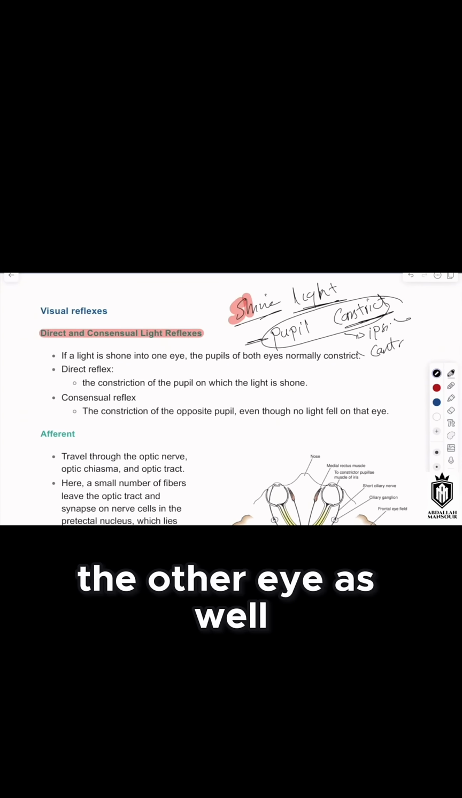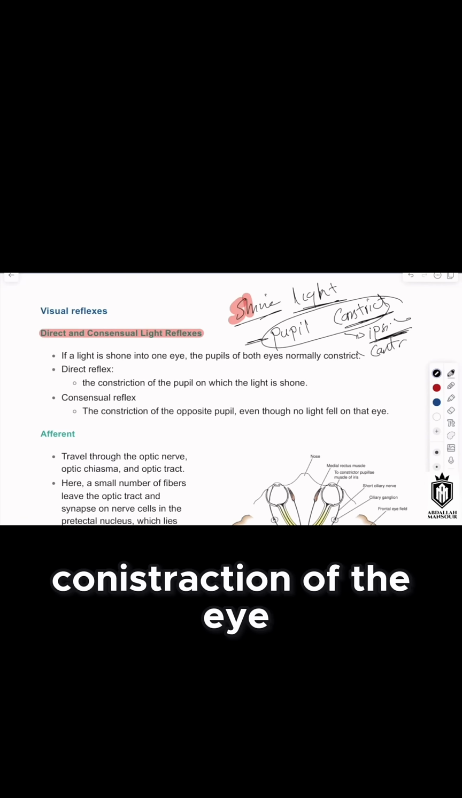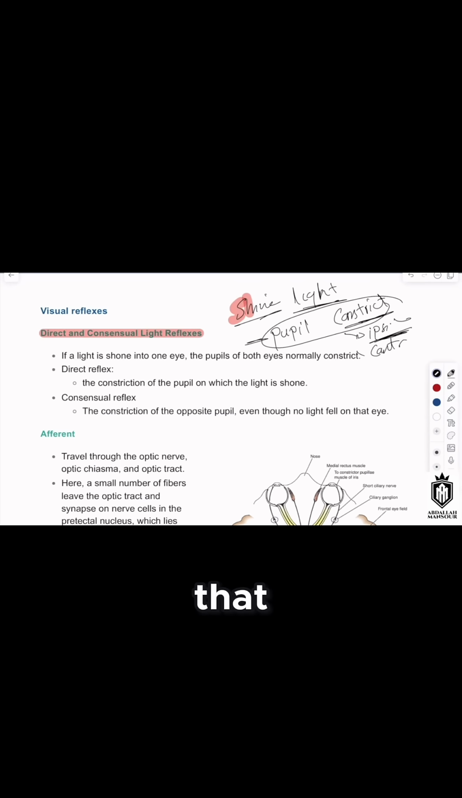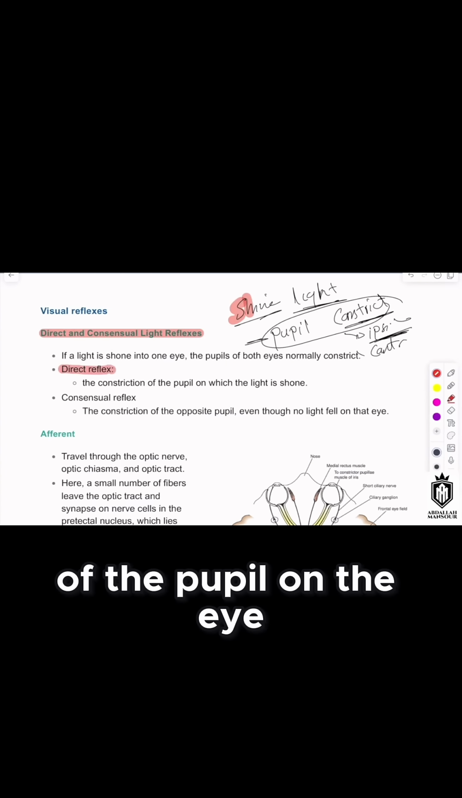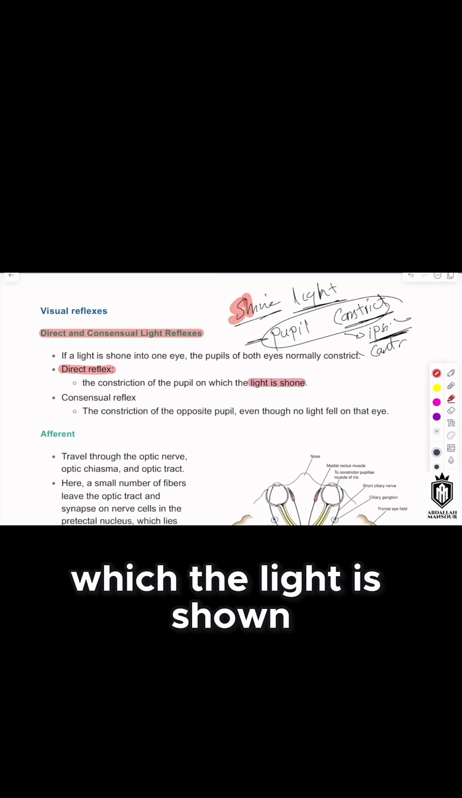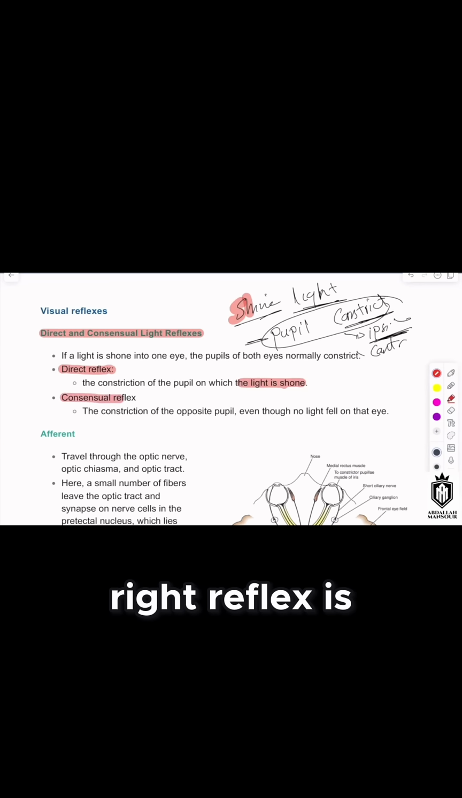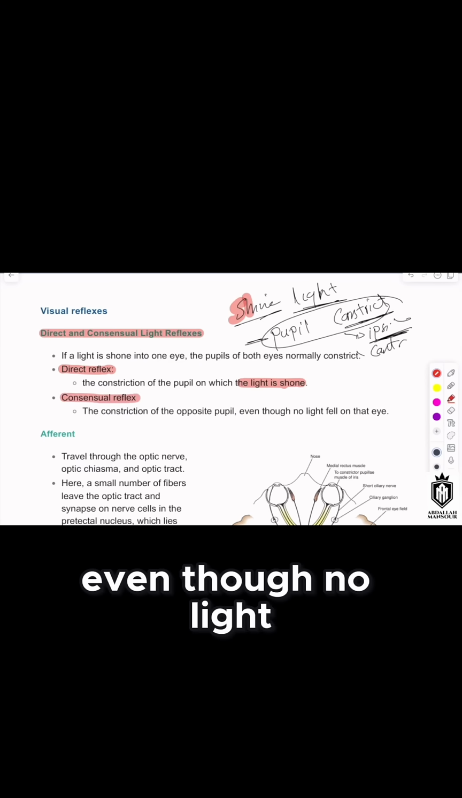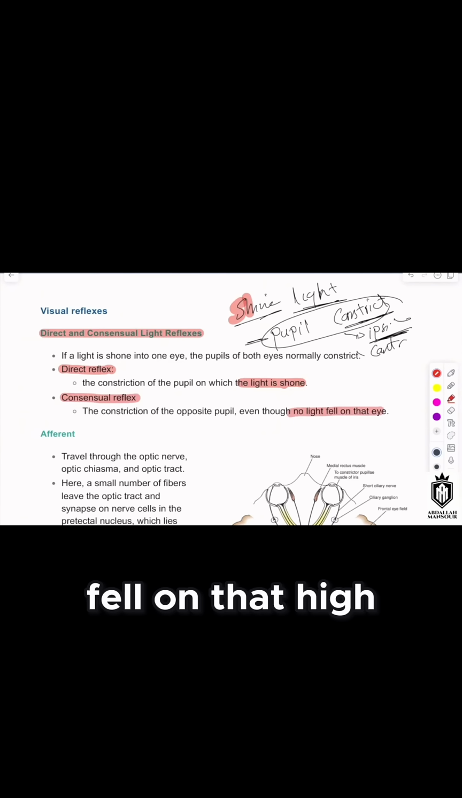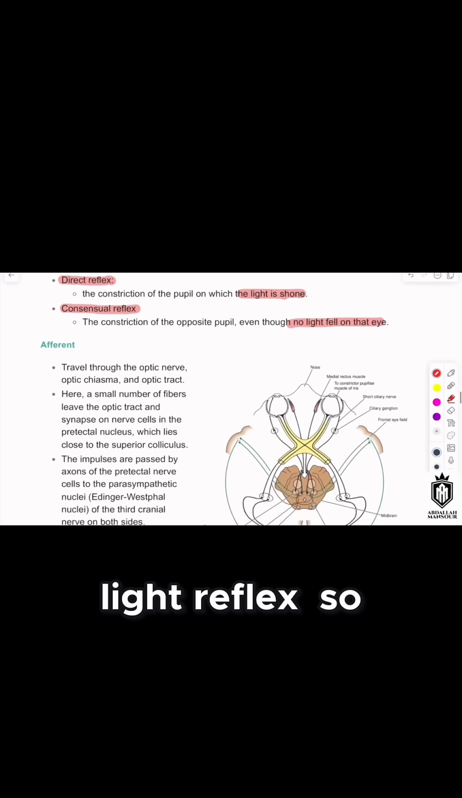The ipsilateral constriction of the eye that you shine some light on is called the direct reflex. It's the constriction of the pupil of the eye on which the light is shone. And the consensual light reflex is the constriction of the opposite pupil, even though no light fell on that eye. So this is the direct and the consensual light reflex.